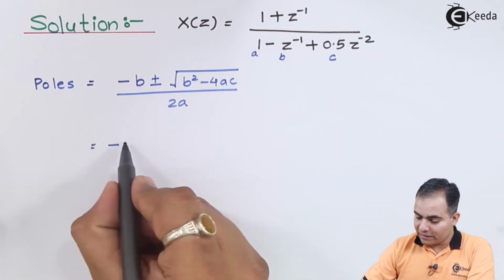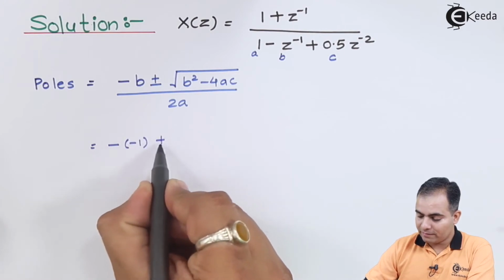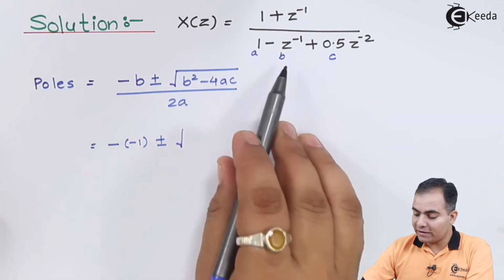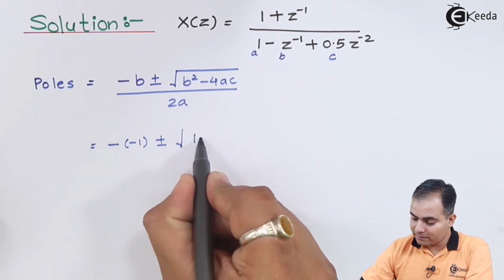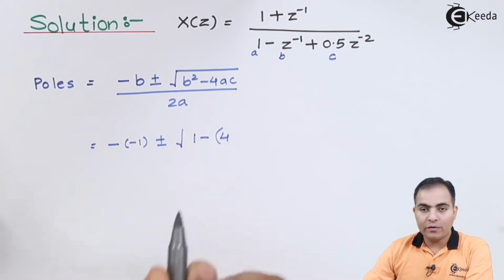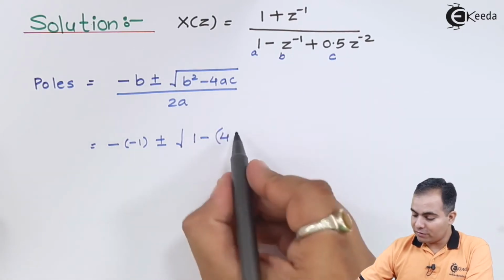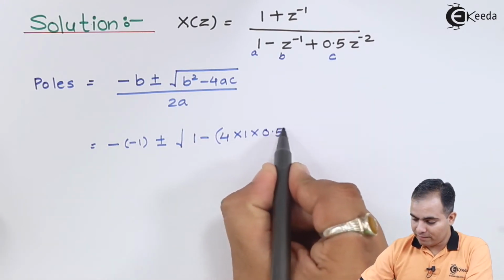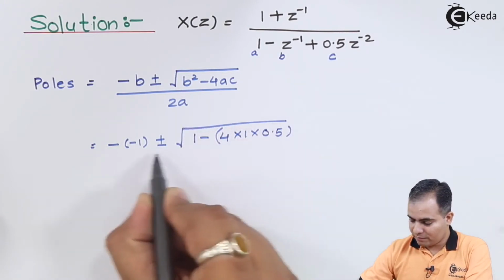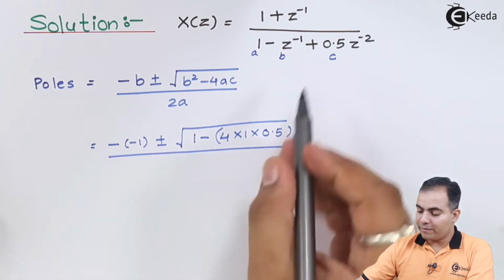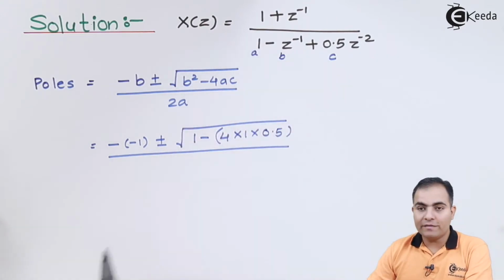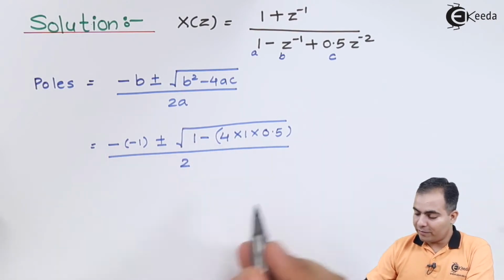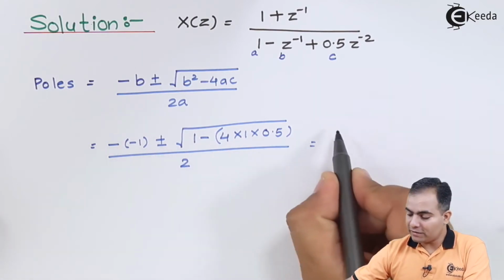My B value is minus 1, so I can write minus 1. Now, in square root, first one is B square, that is minus 1 square, which is 1 always. Now, 4 into AC. Here my A value is 1 and my C value is 0.5. And the whole divided by, I'll multiply 2 with A, and A value is 1, so that is 2 only. Now we will solve the numerator part. Minus into minus, answer is plus 1.